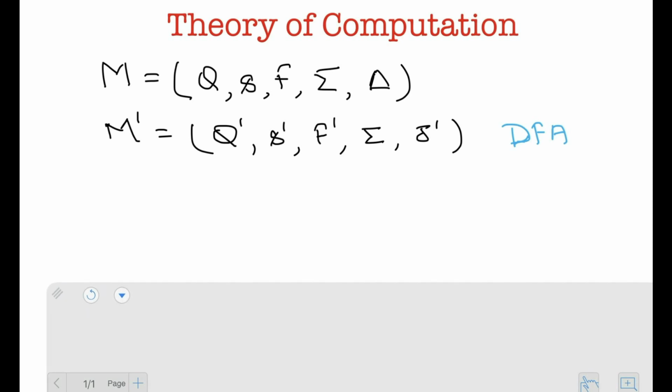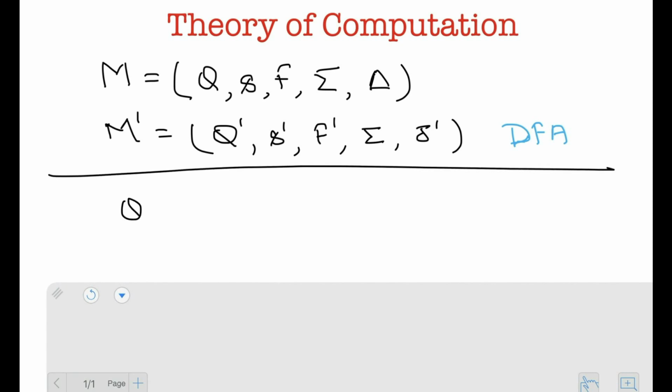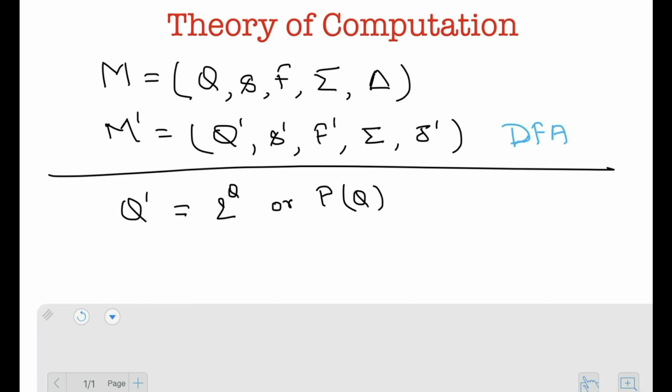So the first thing we have is our set of states Q prime for our DFA, that will be given by the power set of Q. So it is 2 to the power Q, or power set of Q. These are just two different representations for the power set. I think we've already looked at this, because every state in our DFA is going to be a combination, a set of states from our NFA. So that's the first thing.